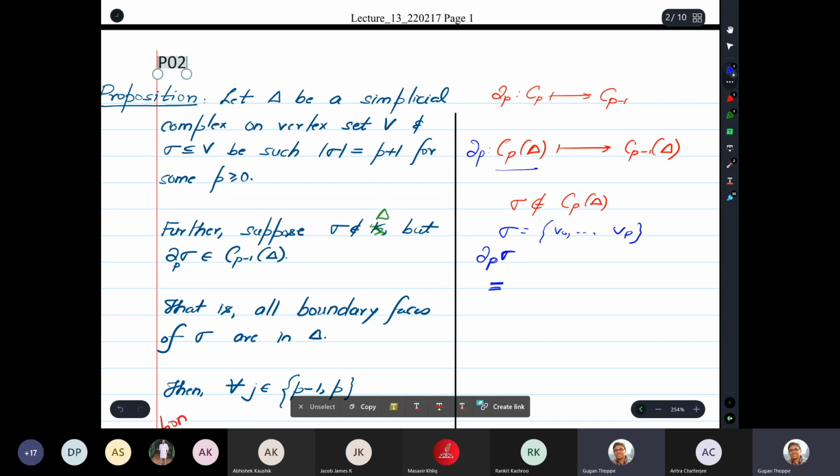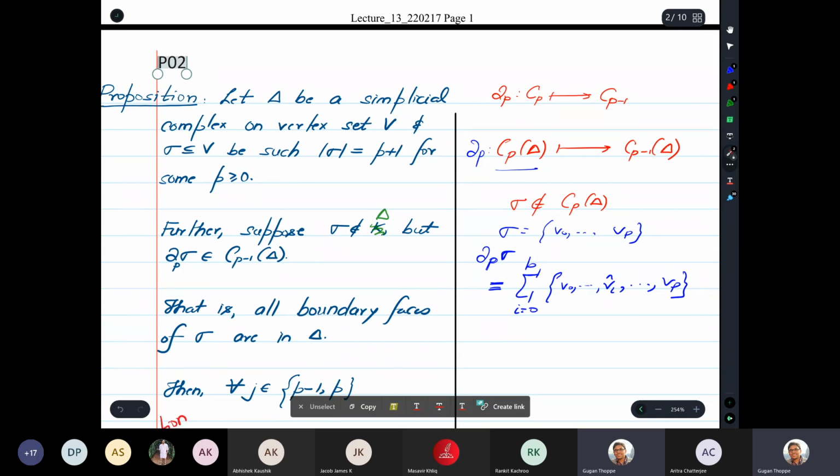Nevertheless, I will artificially define this ∂p of sigma to be the summation in the usual way, so I'm not doing anything. So this is how I will define it. Okay, so this goes from this to this, right? So I can nevertheless define ∂p of sigma directly in this fashion, right?